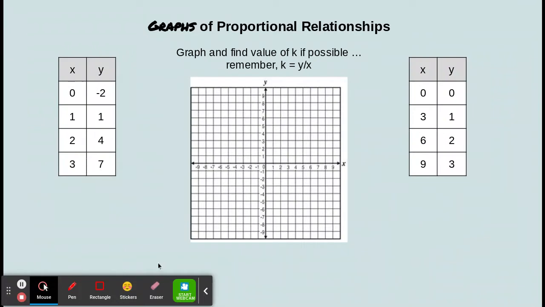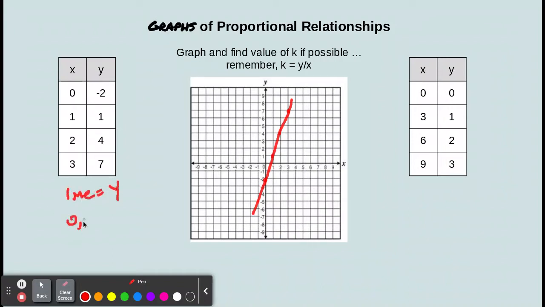Let's do 2 examples and see if these ratios form a proportional relationship. So let's look at this first one. Let's graph it. X is 0, y is negative 2. X is 1, y is 1. X is 2 and 4, 3 and 7. We can connect the dots and we see it forms a line. Line, yes. Origin, no. So this does not form a proportional relationship.